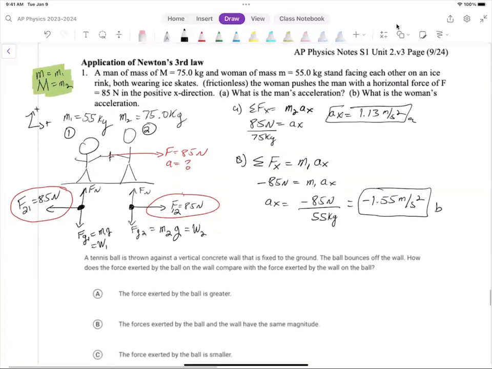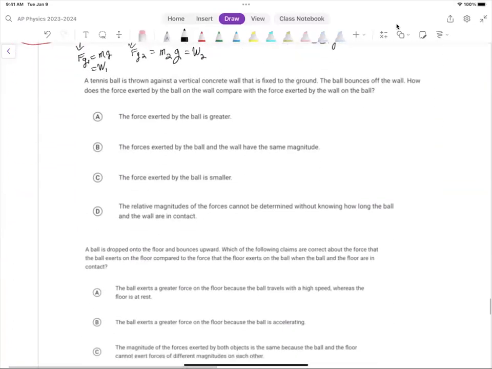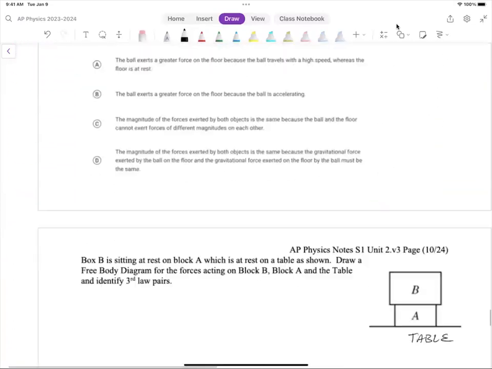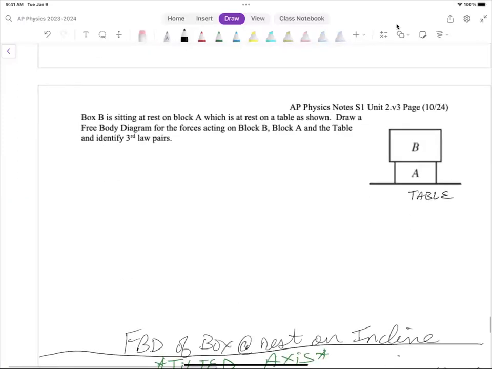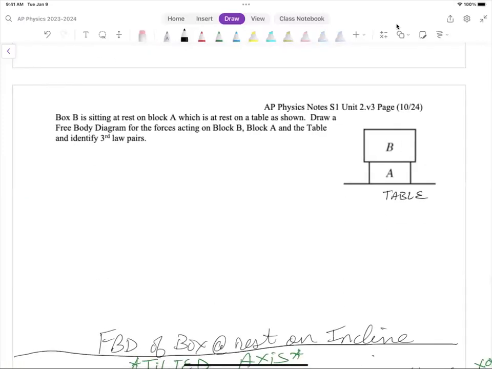All right, I'm going to let you answer these two questions on your own. You hopefully will get them and I'll see how you do. Okay, this one right here, I'll help you get started, and then at the end, maybe I'll let you identify your third law pairs by circling them. And then when I come back, we'll go over your answers. We have a situation where object B sits on object A, which is sitting on a table.